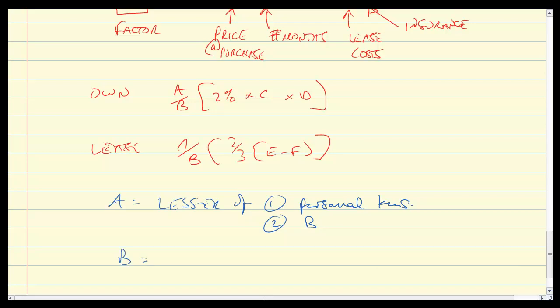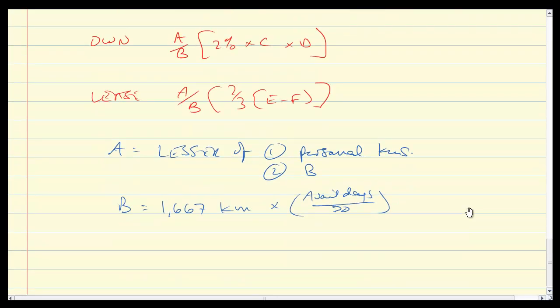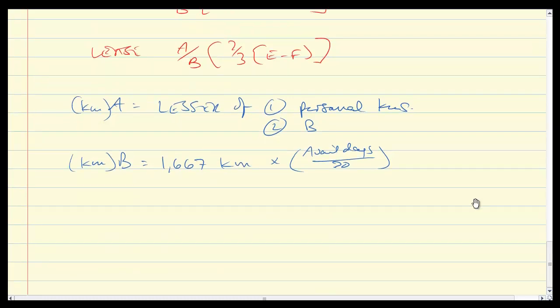B is a bit confusing. It's on the surface, but it ends up making some sense. It's 1,667 kilometers times, it's really the number of months, but we do it by available days over 30, which is an approximation of months. Okay, so what we're getting at here, A will be expressed in kilometers, and B will be expressed in kilometers. And we're just trying to get a ratio or a function of them.